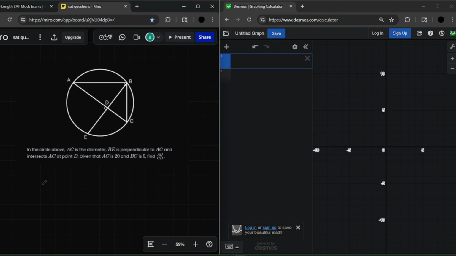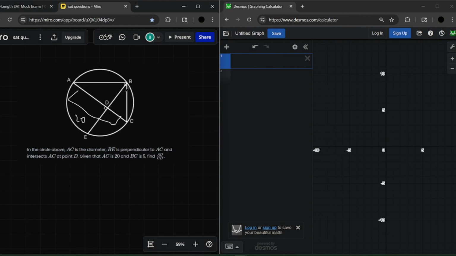Alright, let's go over this interesting question here. So, in the circle above, AC is the diameter, BE is perpendicular to AC and it intersects AC at point D. Given that AC is 20 and BC is 5, find AD over CD. Okay, so we're given the information that AC is 20.